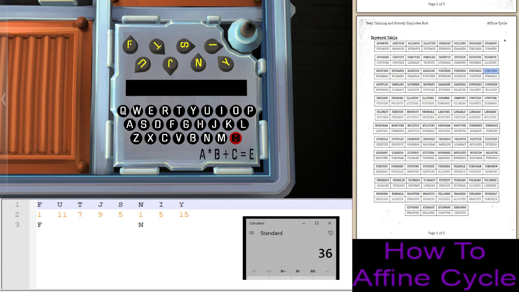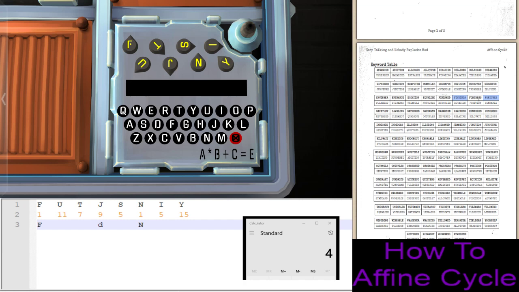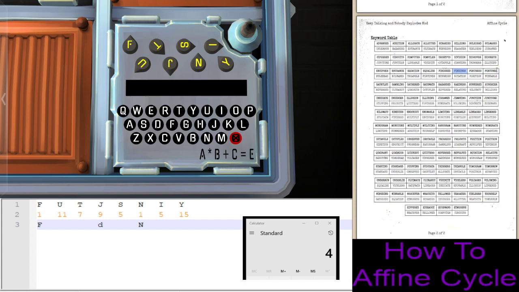I don't know what my 4... Wait, where am I at? Oh, whoops. Look, there's another one that had an N in the third to last position. It's a good thing I double-checked a letter, isn't it?